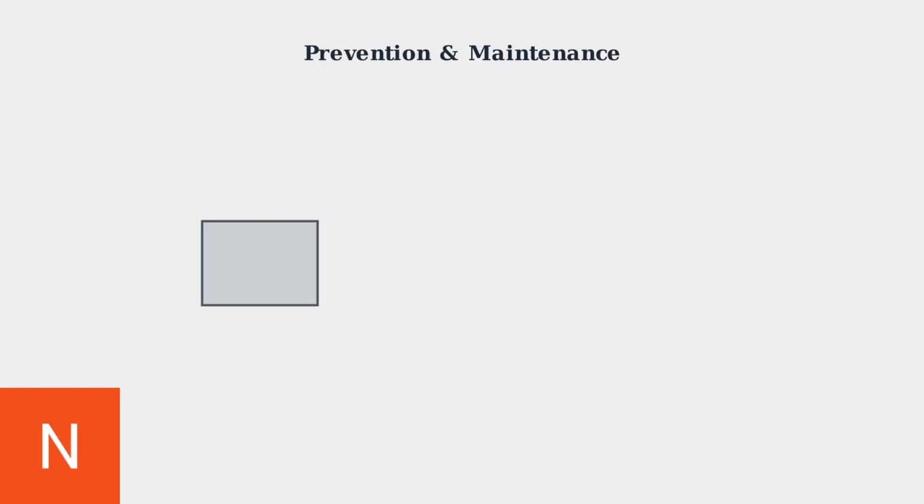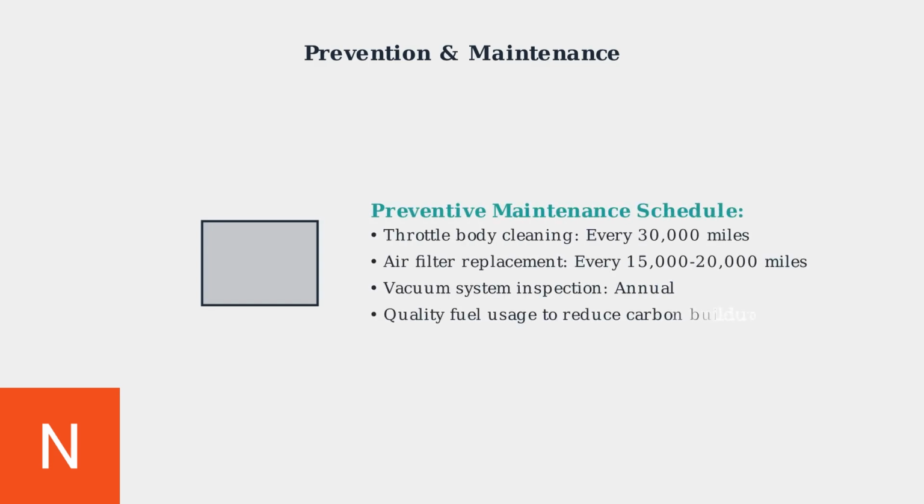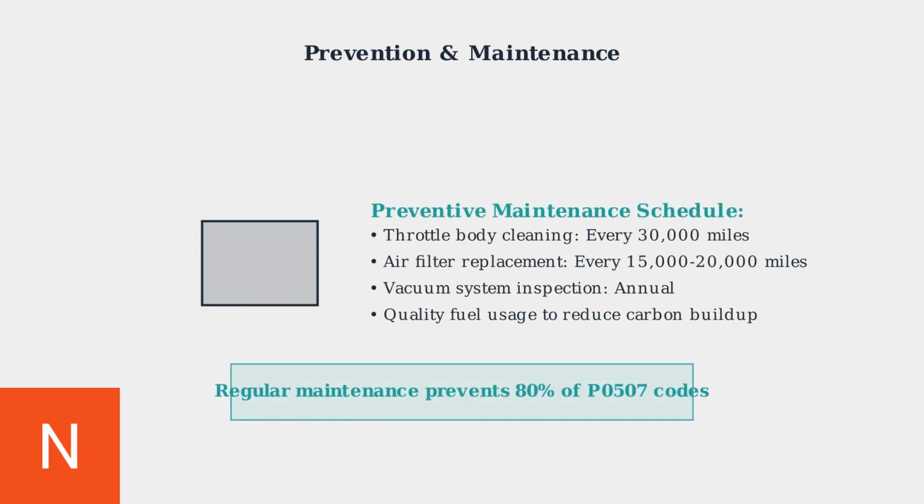Regular preventive maintenance is key to avoiding P0507 codes. Clean the throttle body every 30,000 miles, replace air filters regularly, and address vacuum leaks promptly to maintain proper idle control.